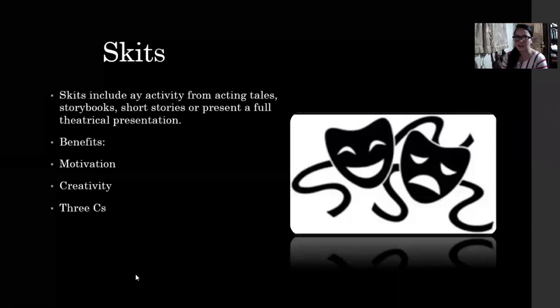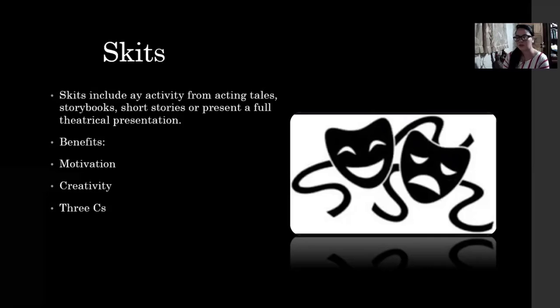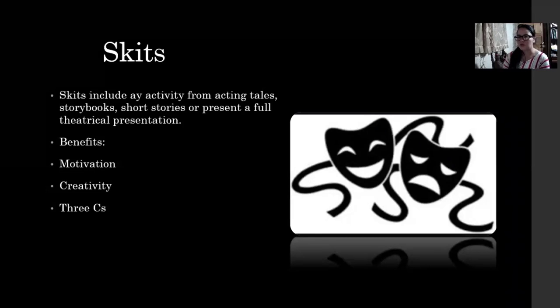Also, we have the skits. The skits include any activity from acting, tales, storybooks, short stories, or presenting a full theatrical presentation. Also, it's important and it has a lot of benefits. For example, it promotes motivation for the students. Also, they can have self-confidence, more creativity, and motivation. And it involves the three C's that are important in drama: collaboration, communication, and cooperation.